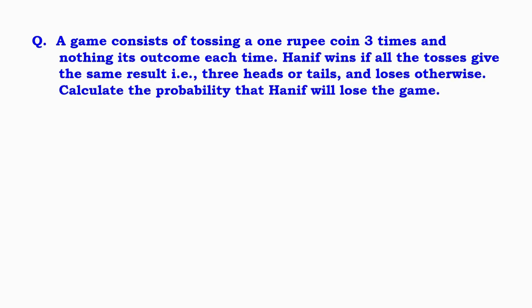Now this is a tossing the coin 3 times problem. A game consists of tossing a 1 rupee coin 3 times and noting its outcome each time. Hanif wins if all the tosses give the same result, that is 3 heads or 3 tails, and loses otherwise. Calculate the probability that Hanif will lose the game.